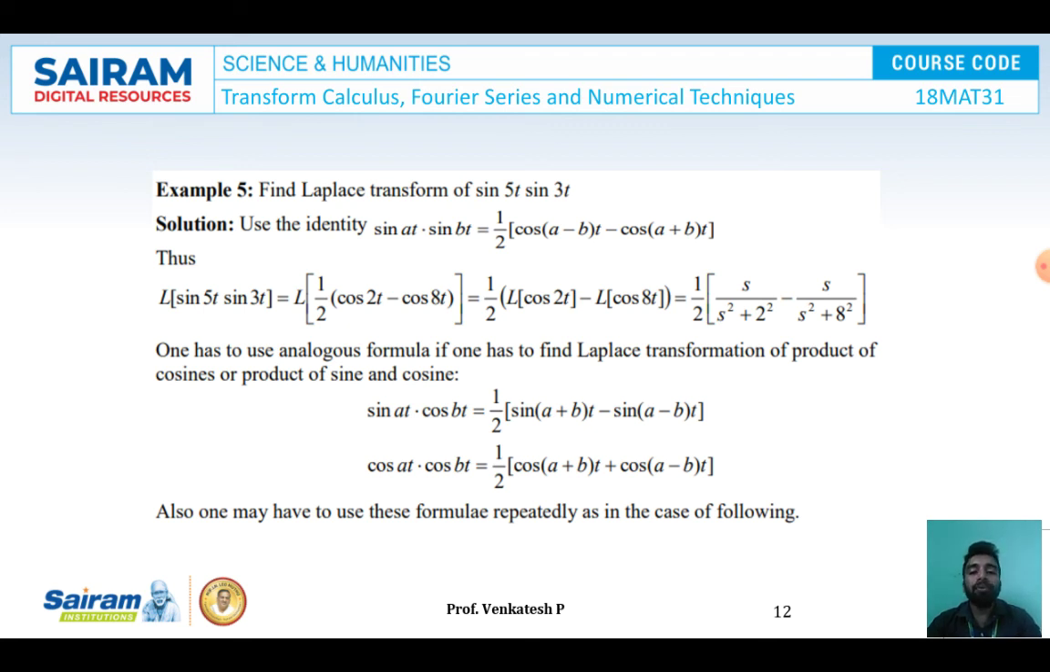In the same way, to expand sine at cos bt, we have to use this formula, that is 1 by 2 into sine of (a plus b) t plus sine of (a minus b) t. Similarly, for cos at cos bt, we apply this formula, that is 1 by 2 into cos of (a plus b) into t plus cos of (a minus b) into t.